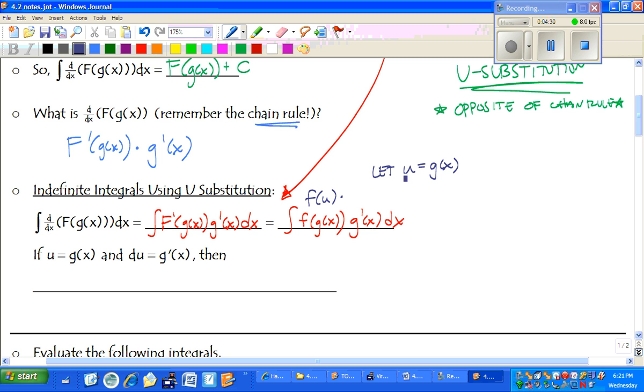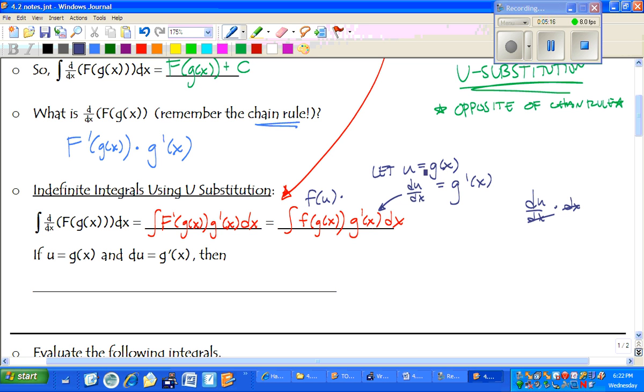Now, if u equals g of x, and we take the derivative of this side, we'd have to take the derivative of this side. So the derivative of u, another way we can write it other than just u prime, would be du dx, because this one's a derivative in terms of x. So if we put du dx in for the derivative of g of x, we get du dx times dx. If we put that in place right here, what happens? Right, the dx's cancel out.